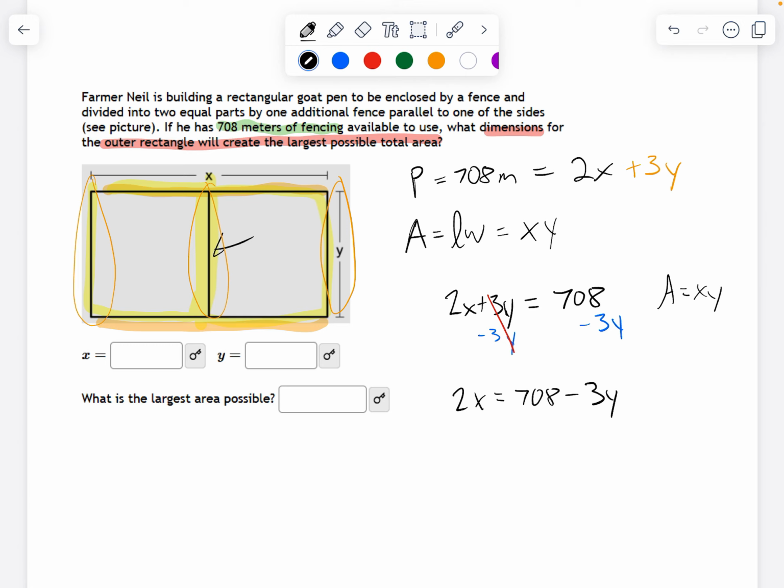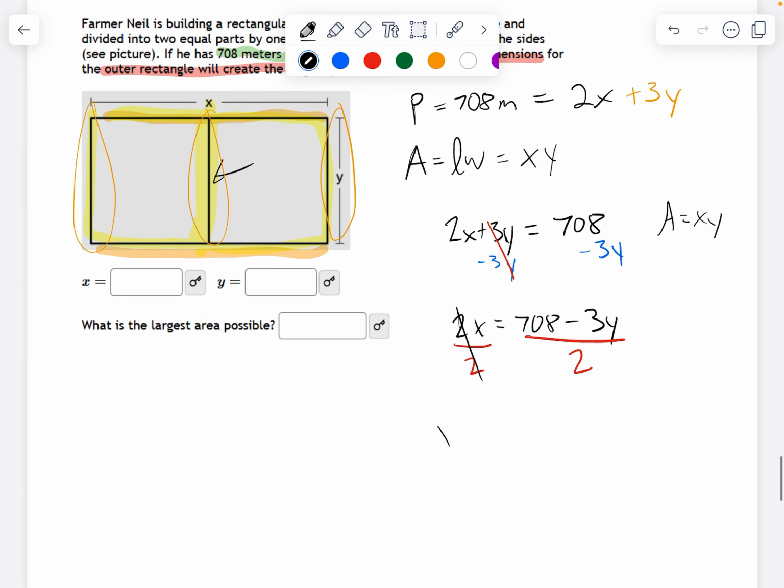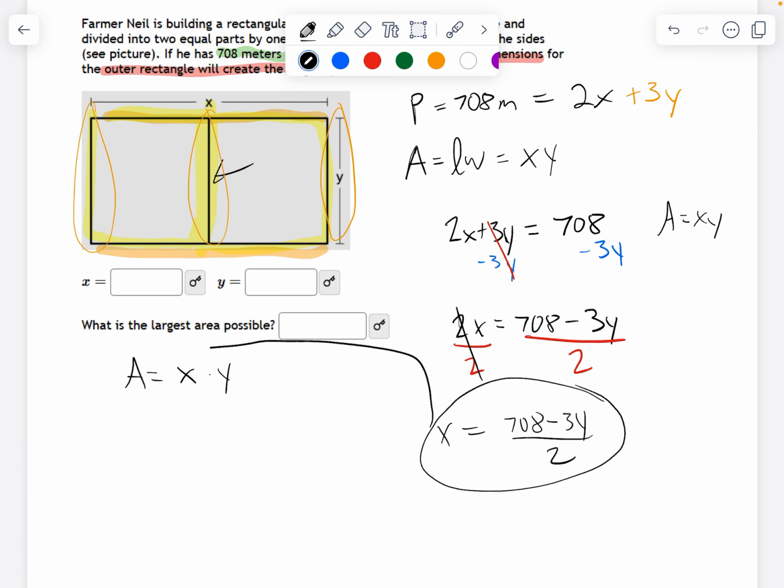All right, and then from there, finish solving for x. I'll do multiplication with division, and what I do to one side, I do to the other side. You don't get to pick and choose what that 2 is going to divide on, so we have to divide both. All right, so x equals 708 minus 3y over 2. And then, because we know the area is x times y, and I just happen to know x, all we're going to do is plug that right in there.